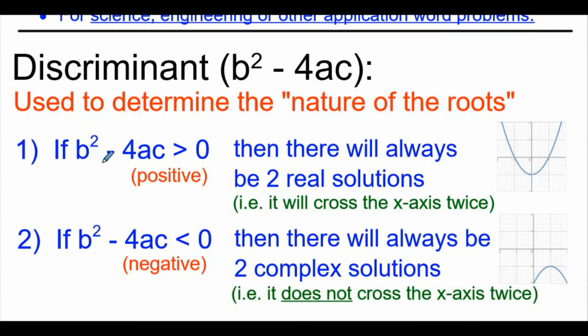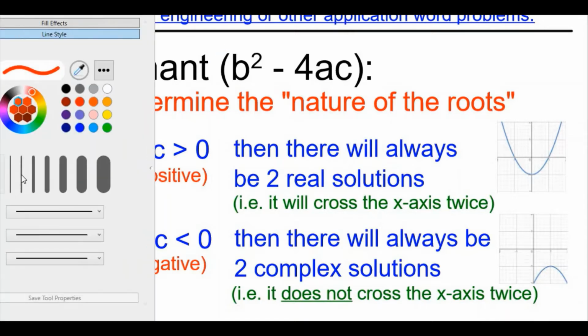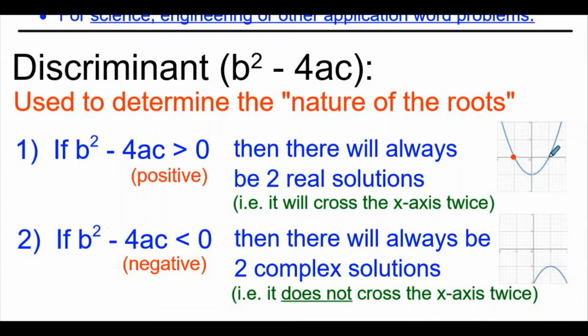And so if the discriminant is greater than 0, meaning if it's positive, so if you do b squared minus 4ac and it comes out to a positive number, there's always going to be 2 real solutions. And what that means is that if I look at the graph, it's going to cross the x-axis twice. Okay, the graph could also go down like this and cross the x-axis twice, but generally it means that there are 2 answers crossing the x-axis.